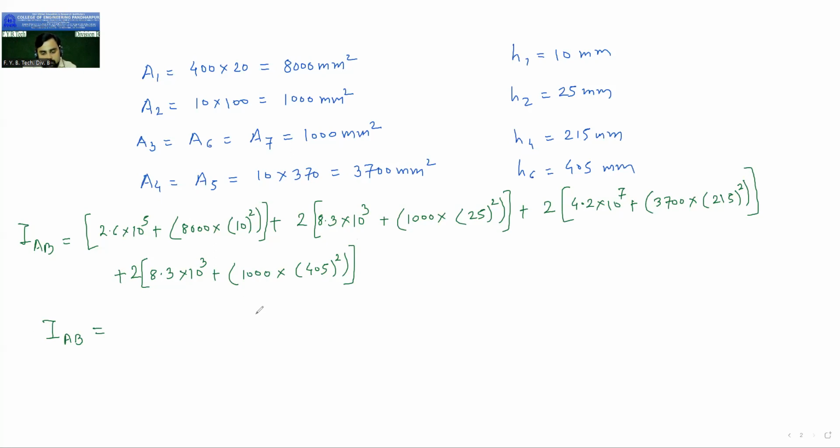Sir, use the box bracket on the calculator. How much did you get? 7.56 into 10 raised to 8. Okay, here 8.06 answer is there. Okay, let it be, we will verify. So I have got the answer: 7.56 into 10 raised to 8.